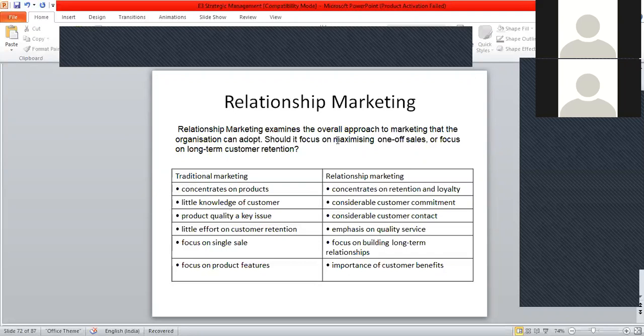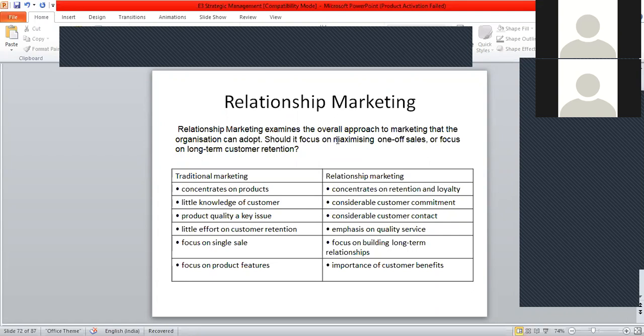So let's look at what are the main differences between traditional marketing and relationship marketing. Traditional marketing concentrates on products, little knowledge of customer, product quality is a key issue, little effort on customer retention, and it focuses on a single sale and on product features. So their main focus is on their product. All the time they look at providing good quality products, adding more features to the products. So they believe that if the quality is good, the customers will come back.